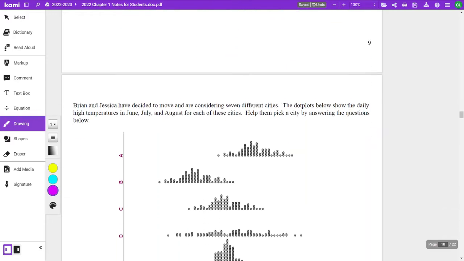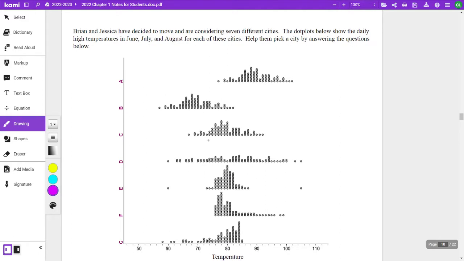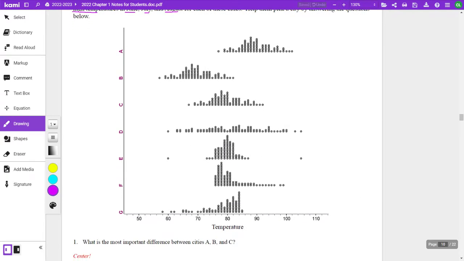So let's look at this. Brian and Jessica decided to move and are considering seven different cities. The dot plots, key piece to quantitative data, usually the first thing you go with, show the daily high temperatures here in June, July, and August. So we've got our daily high temperatures. Let's just kind of look at the data.